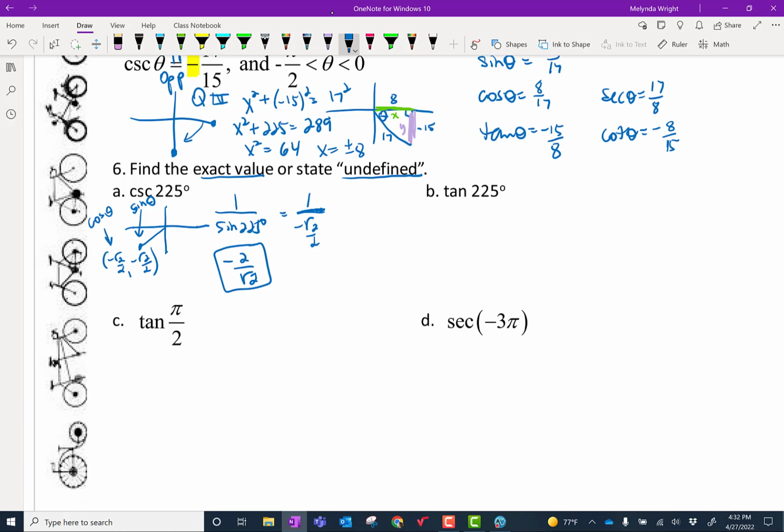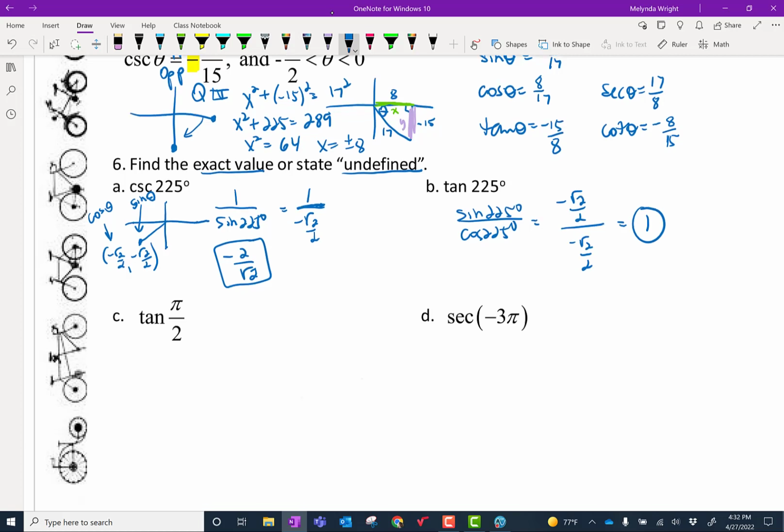Ooh. So tangent of 225, we already have our drawing over here with cosecant of 225, so I'm not going to draw it again. But we're going to use this drawing to figure out what tangent of 225 is. Okay, hopefully you remember tangent is sine over cosine. Okay, good. So we look at our values over there. Sine of 225 is negative root 2 over 2. Cosine of 225 degrees is negative root 2 over 2. And, I mean, it's the same thing over itself, so that's 1. All right, very good. We're doing great.